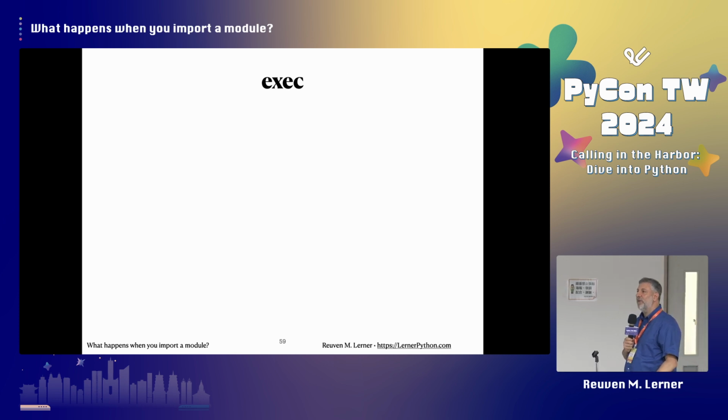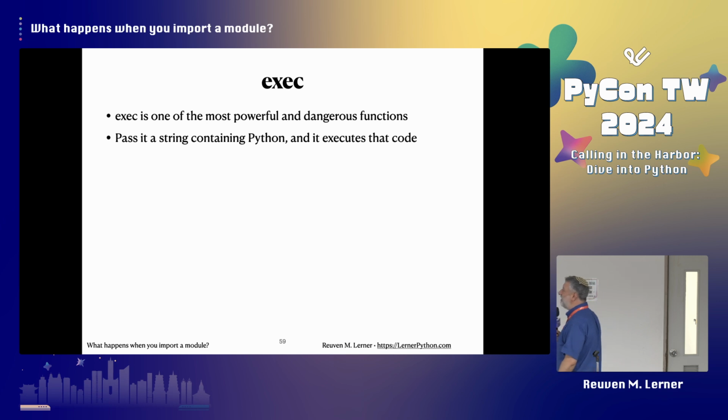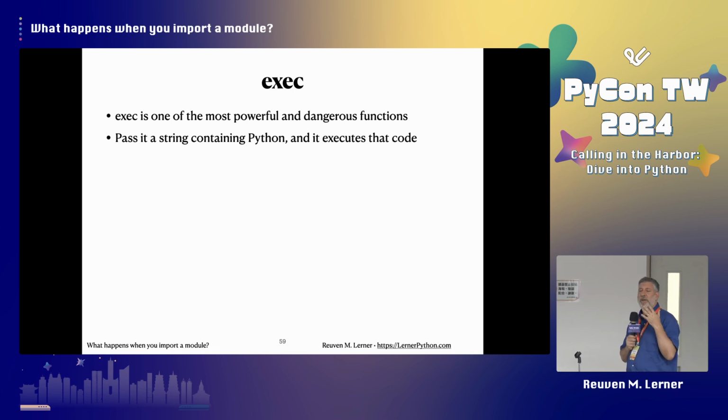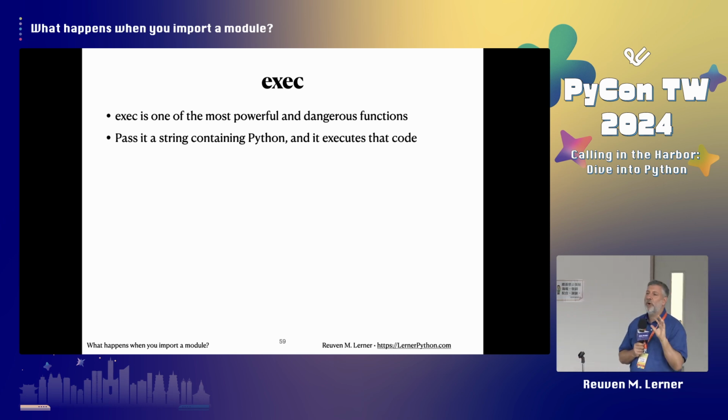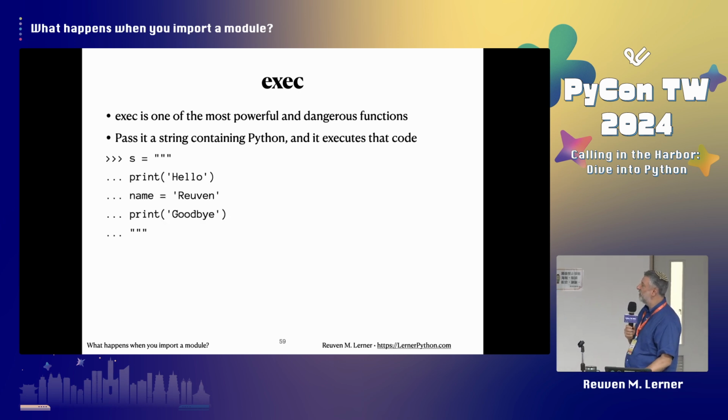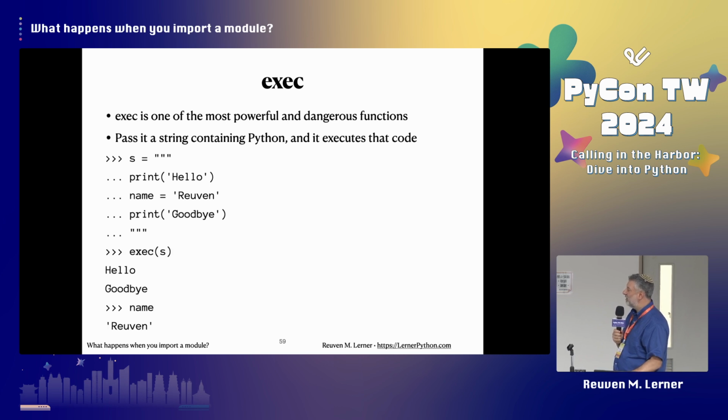Now, if anyone here is saying, oh yes, I use exec all the time, don't do that. Exec is one of the most powerful and dangerous functions in Python. It takes a string and says, I'm going to treat you like a little Python program. Go run. But that's great unless, sometimes I see people get input from the user and run that with exec. You can only imagine, I've heard rumors that there are some bad people on the internet and they might take advantage of such a thing. So if I say here's my string, print hello, name equals Reuven, print goodbye, and then I say exec for that, hello and goodbye are printed, and the name variable is defined.